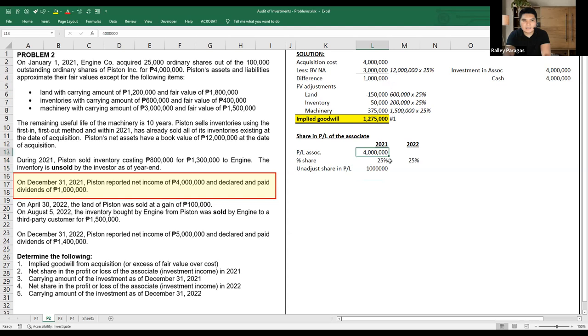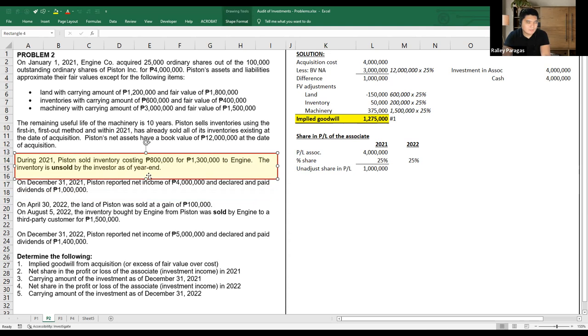Remember, meron kang fair value adjustments. And then, meron ka bang intercompany transactions para i-adjust mo yung share in the profit or loss mo? Yes. Basahin natin to. During 2021, okay, Piston, the investee, sold inventory costing 800,000 for 1.3 million to Engine. So remember, si Piston yung investee, si Engine yung investor. The inventory is unsold by the investor as of year end. So ang ibig sabihin niyan, may unrealized profit ka from the intercompany transaction. Okay, so i-adjust natin later. I-adjust muna natin using your fair value adjustments, no?